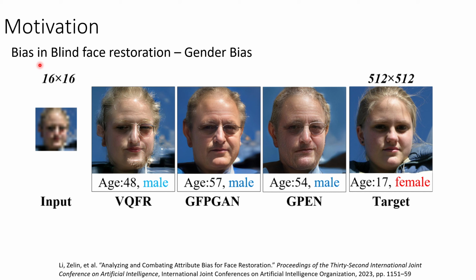The first bias in blind face restoration I'm going to introduce is gender bias. You can see the example here. The ground truth picture, or the original picture, is a young female, but these three face restoration models think the picture is a middle-aged male. So this is what we call gender bias, because the models tend to generate males instead of females.